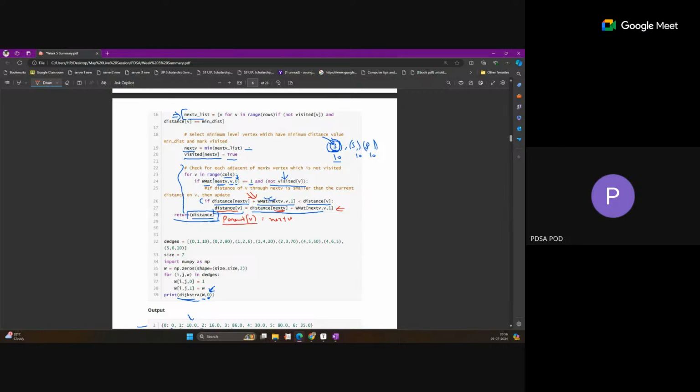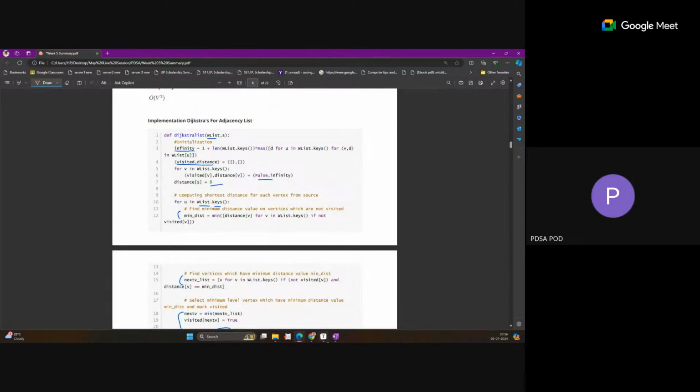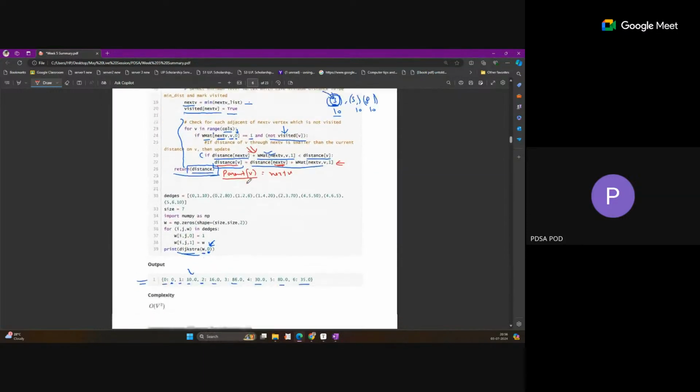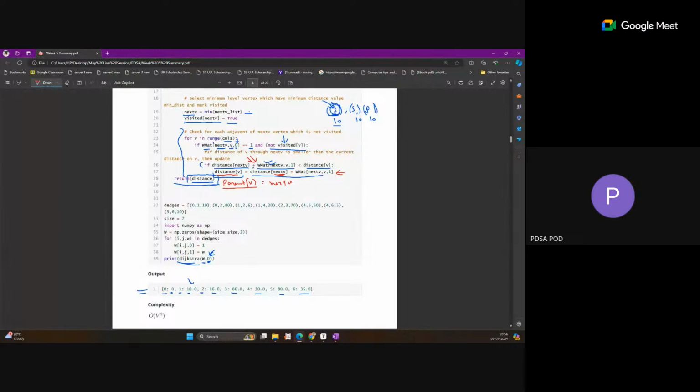Now you will get this parent information for each node finally, and you can use it to find out the path. For path calculation, if you have the parent information for each node and you want to find the path from 0 to 6, you can just use backtracking. Check what is the parent of 6. Suppose you get 4. Then what is the parent of 4? Suppose the parent of 4 is 2, and the parent of 2 is 0.